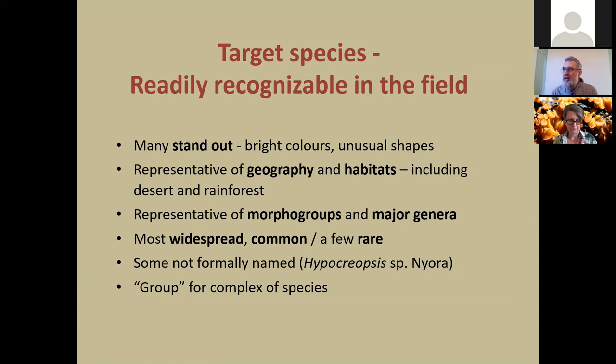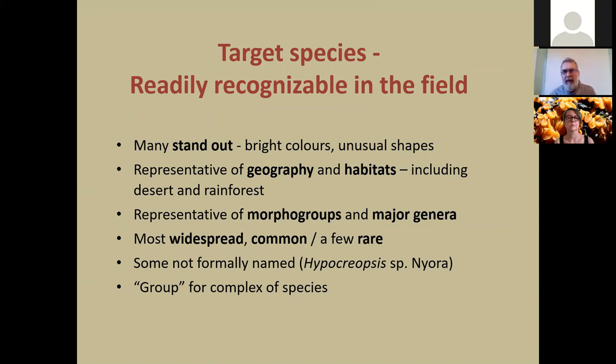So these are things that are readily recognisable in the field. They stand out because of their bright colours and their unusual form. In devising a list, I think I started off with 8 species and then we gradually added to that over the years. I was thinking it would be good to have something from around Australia so everyone could get involved, from different habitats like rainforest and desert, and also trying to be representative of the different morphogroups like puffballs, mushrooms, stinkhorns and so on, and the different major genera.